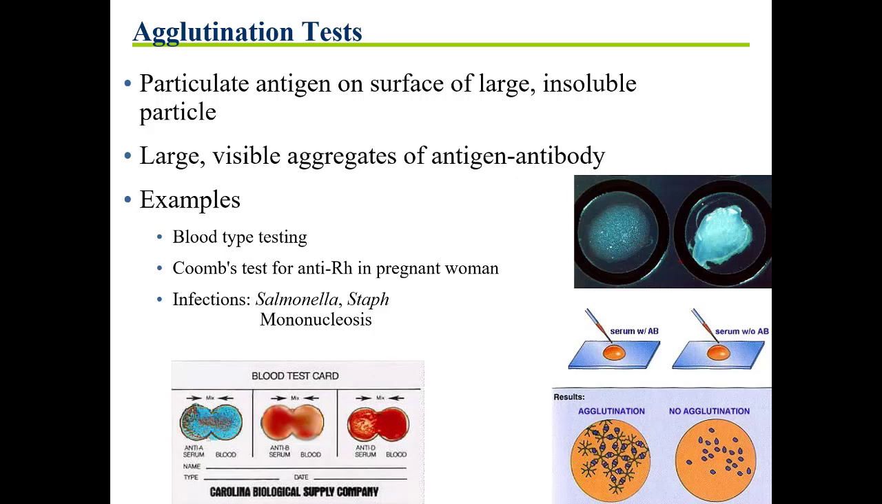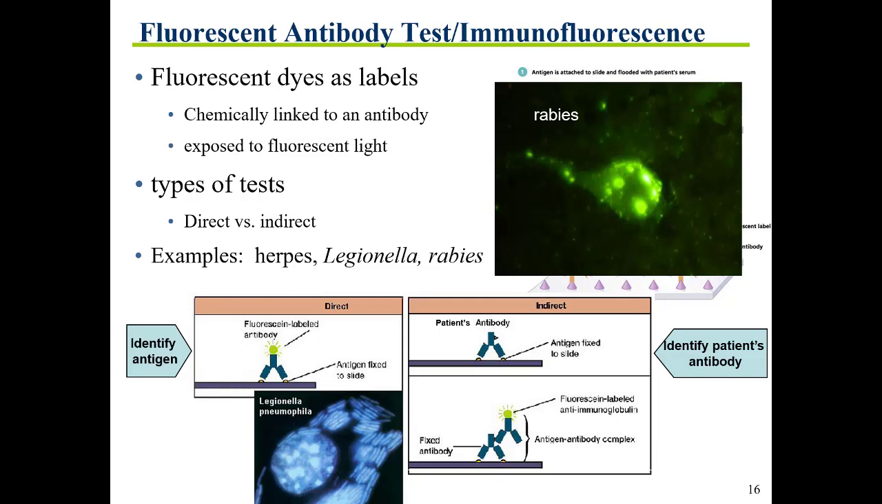Fluorescent antibody testing. Pretty simple to do. You can do it, again, you can be looking for the antibody or you can be looking for the antigen. Let me point out on the picture here, you have a fluorescent microscopy view. This is a neuron in the middle, and those bright green spots are rabies viruses that have become fluoresced with the use of a fluorescein dye attached to an antibody.